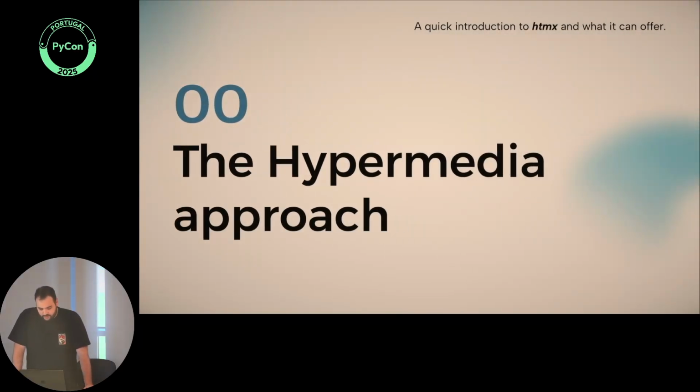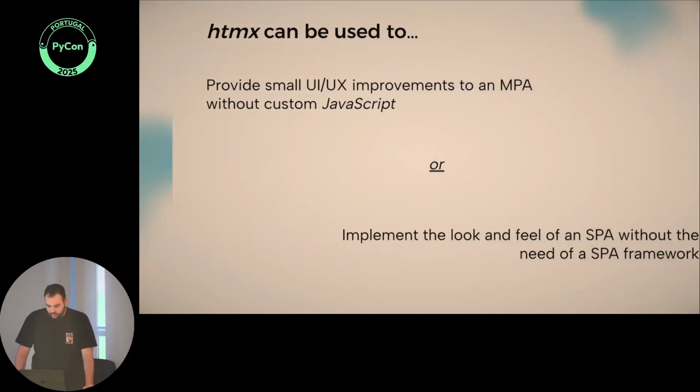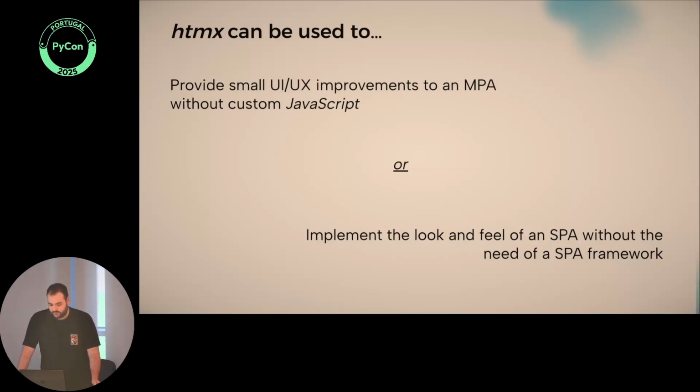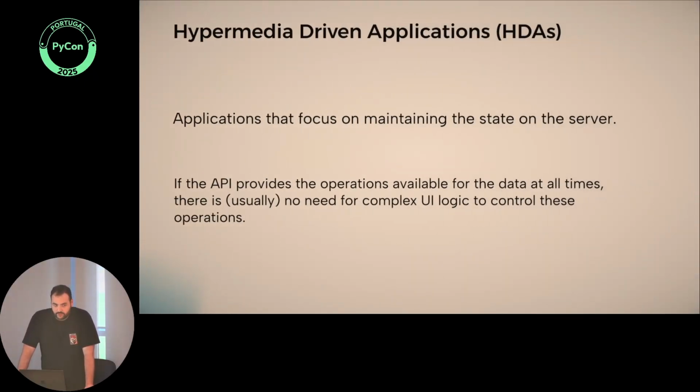So first, let's look at what HTMX offers in contrast to a regular SPA. With HTMX, you can provide UI and UX improvements for your app. In a small blog, you can add dynamic content easily, or you can implement the look and feel of an SPA without using JavaScript, or at least very little JavaScript. This last concept is what creates a new type of application, an HDA, or hypermedia-driven application, where most of the state is on the server. And your API provides both data and operations at the same time, usually through HTML, because you have controls inside HTML, such as links, buttons, etc.